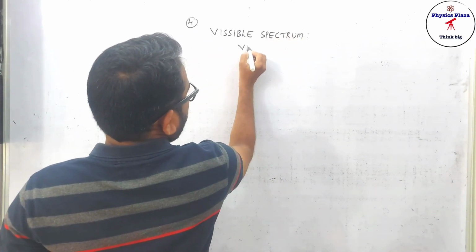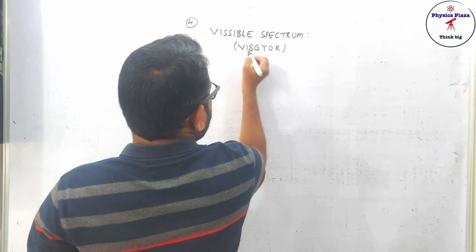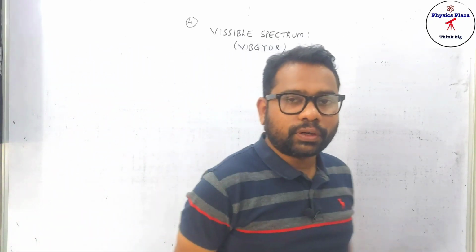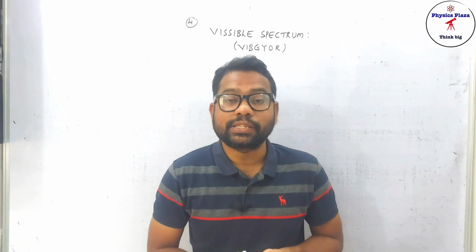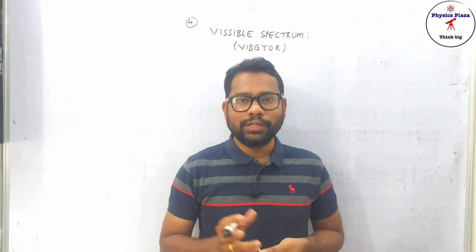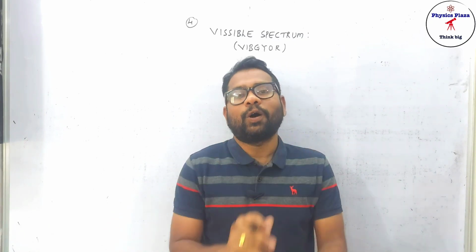That is VIBGYOR. This was discovered by Sir Isaac Newton. He discovered this visible spectrum, which is a part of sunlight. When sunlight is passed through a prism, what happened? We discussed that. Due to the dispersion phenomenon, these 7 colors are obtained.